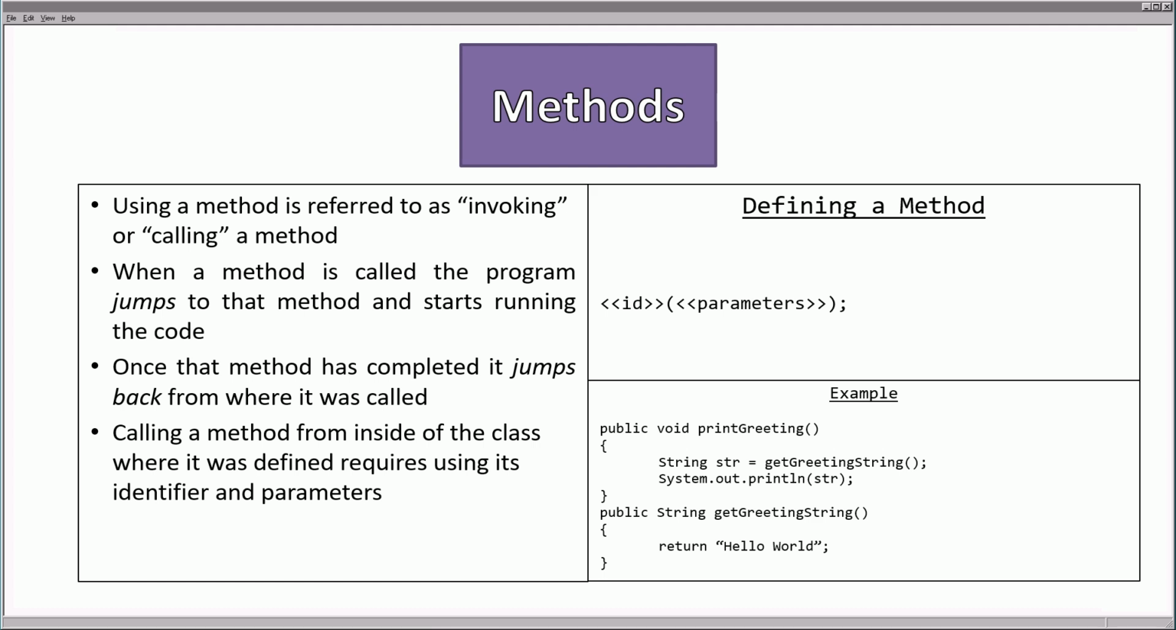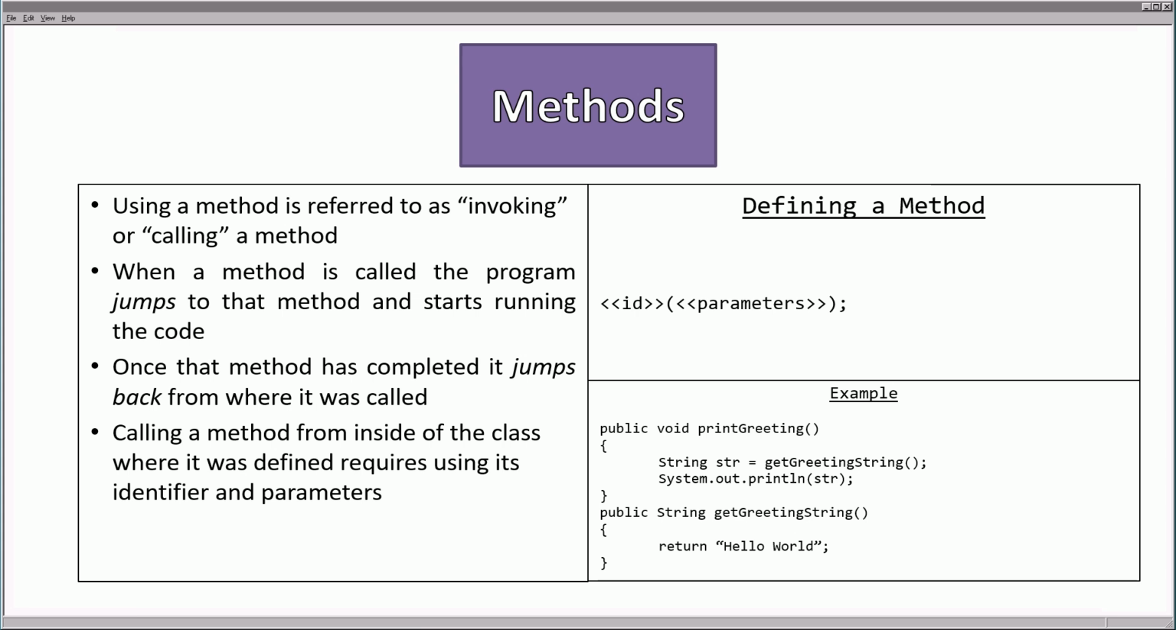Now that we understand how to create a method, let's talk about how we can use them. Using a method is referred to as invoking or calling a method. Whenever a method is called, the program jumps to that method and starts running the code. Once that method has completed, it jumps back from where it was called. Now, whenever we're calling a method from inside the class where it was defined, this requires using the identifier of the method following its parameters, as we can see right here.